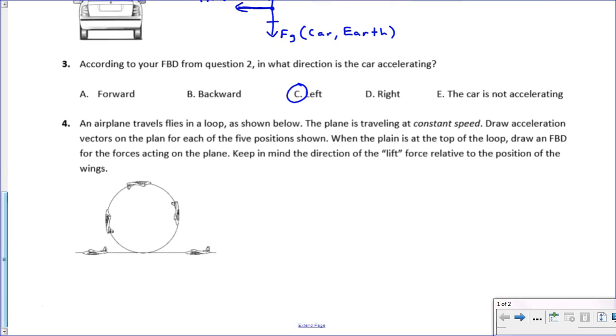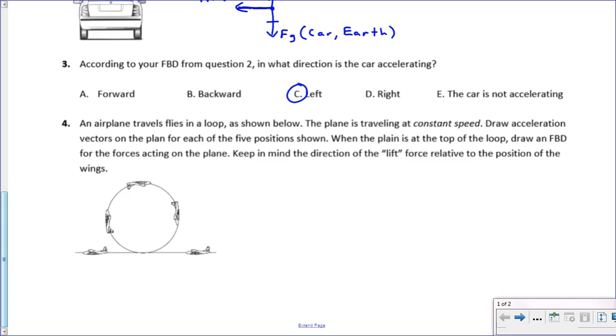Question 4 asks us to look at an airplane that is traveling at a constant speed. It says first that it wants to draw acceleration vectors for each of 5 positions shown. Then it says when the plane is at the top of the loop, draw an FBD for the forces acting on the plane. Keep in mind the direction of the lift force relative to the position of the wings.